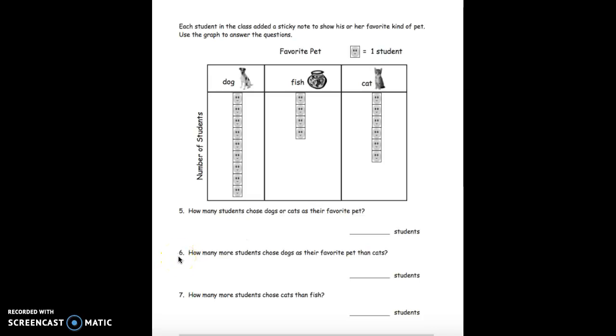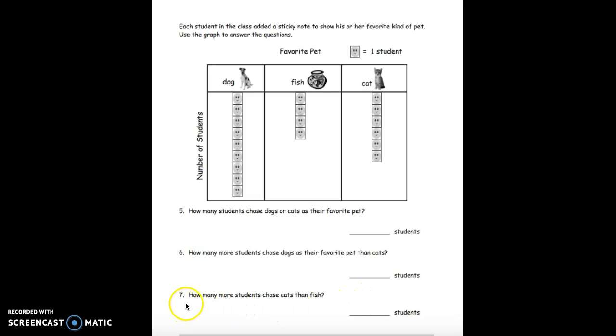Number 6. How many more students chose dogs as their favorite pet than cats? So we're comparing how many more chose dogs than cats. We need to find the difference. So you might have to write a subtraction sentence or count up to find the difference. Write your answer on the line.